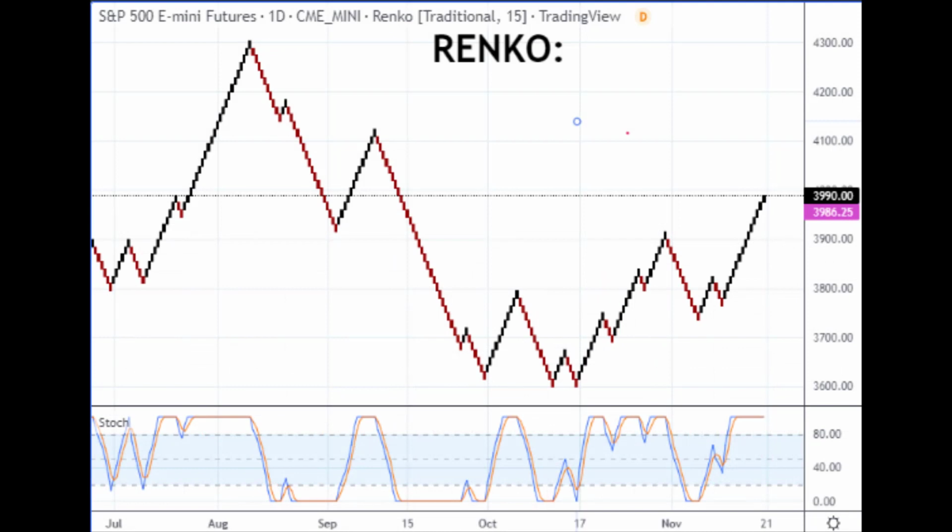Now, the RENKO chart, great for getting the noise out of the price action, making it, like I say, much more clear. And you might be thinking you're giving up something by using the RENKO chart. Remember, it's only focusing on price action rather than time, so that's our unique angle in on this one.